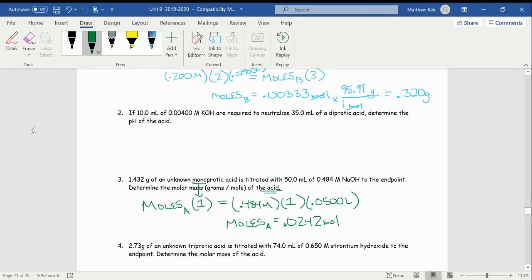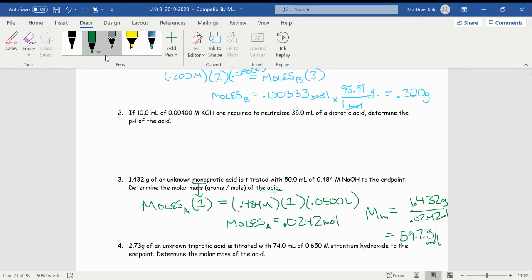Now this question is a little bit different than number 1. It's not asking for grams, it's asking for molar mass. So remember, the final step is a little bit different. To find molar mass, we take the number of grams that should be given to us in the problem, and then divide that by our number of moles. So 1.432 divided by 0.0242, and we get our molar mass of 59.2 grams per mole. Again, those are the two types of molar mass and mass titration calculations we can make.